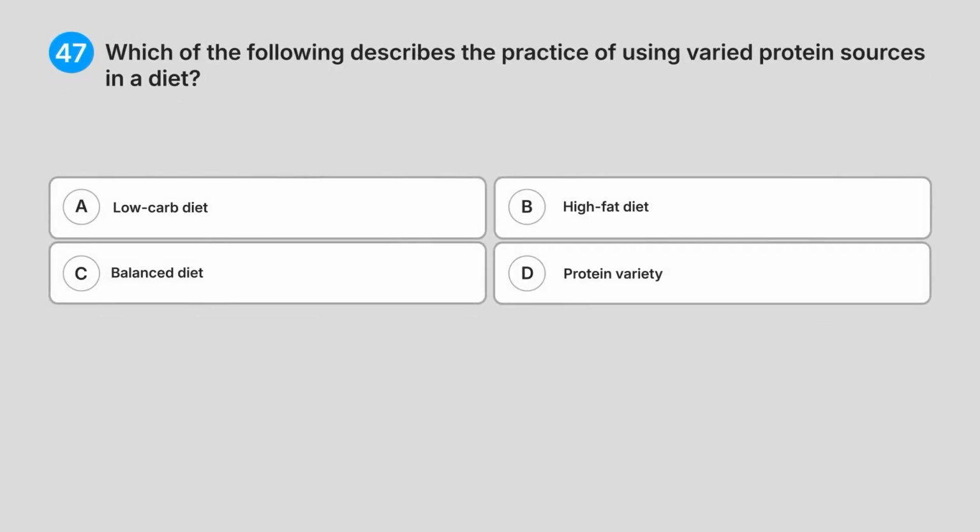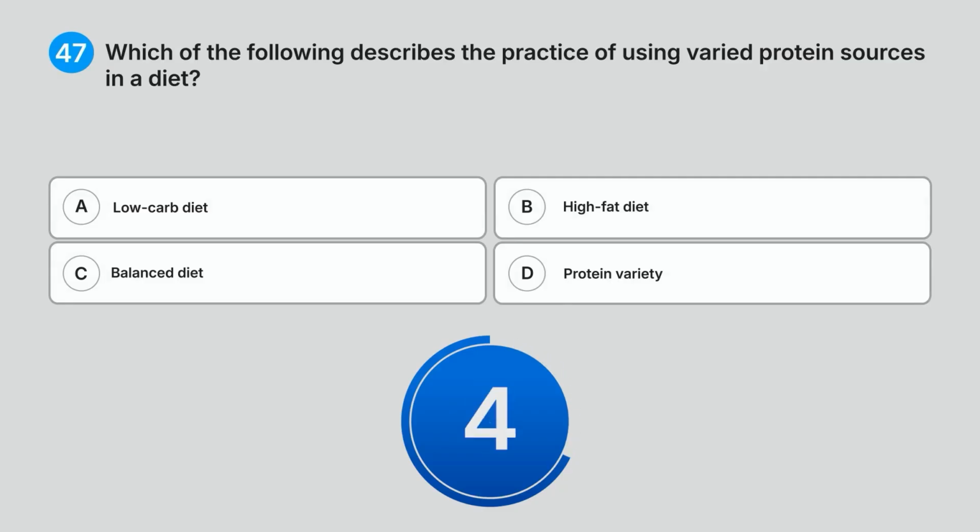47. Which of the following describes the practice of using varied protein sources in a diet? A. Low-carb diet. B. High-fat diet. C. Balanced diet. D. Protein variety. What do you think is the answer?